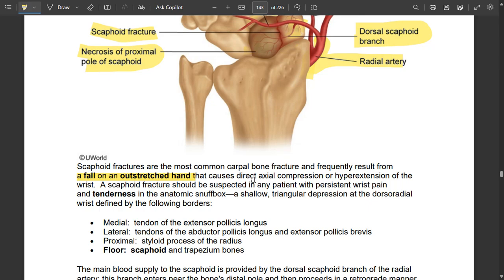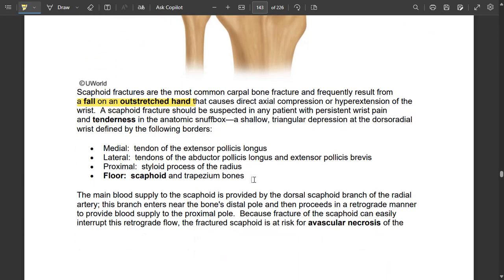Now, on the proximal surface there is the styloid process of the radius, with the radial artery passing there, while in the floor there are the scaphoid bone and the trapezium bone. So scaphoid and trapezium are present in the base.